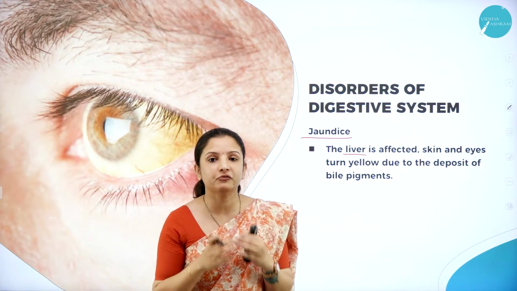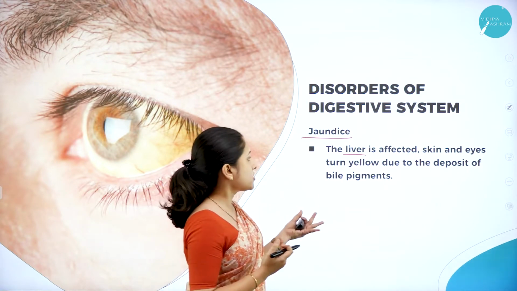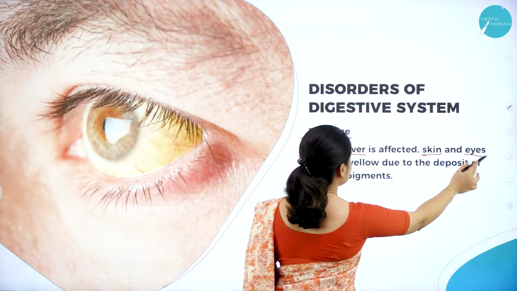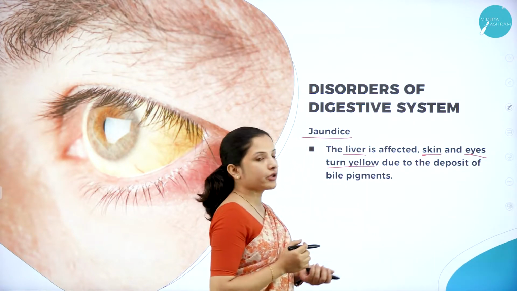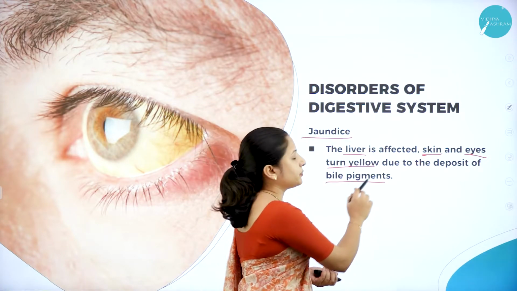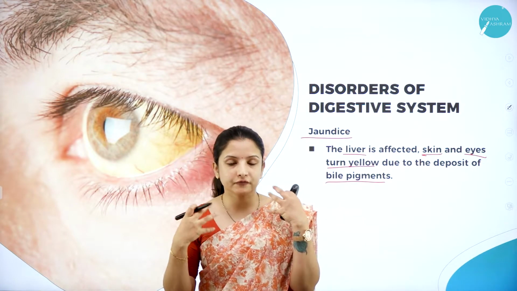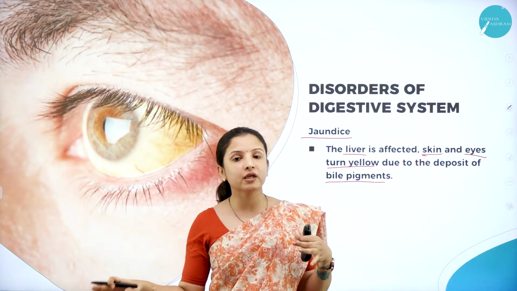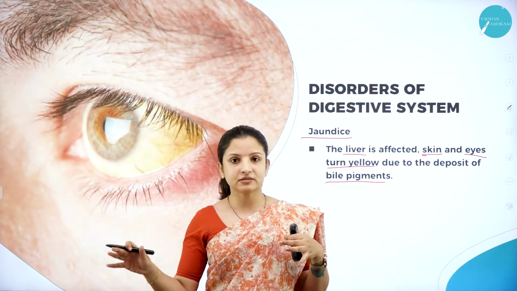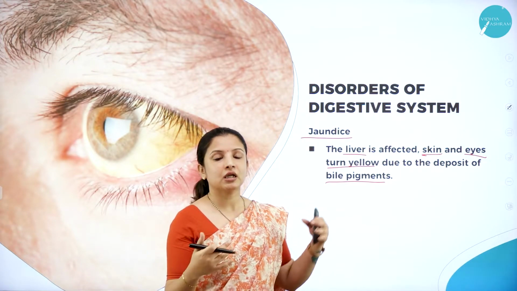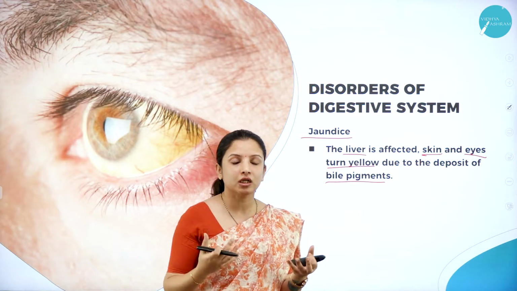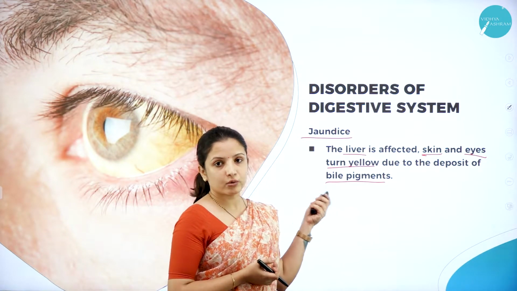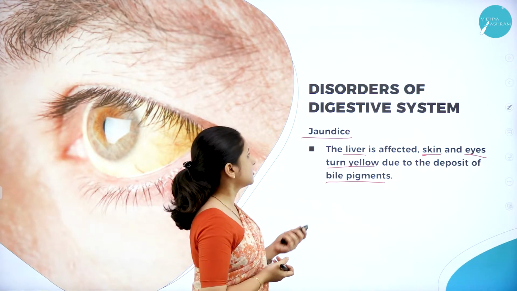The accumulation of bile will start. So if the accumulation of bile starts, then what will happen? The skin, the eyes, all that will turn yellow because of the deposition of the bile pigments. Because of overproduction of the bile pigments, rather than moving into only the intestine, they will get deposited in the skin, in the eyes and all that, therefore turning the body yellow. So that is nothing but jaundice. So this is also one of the important digestive disorders.